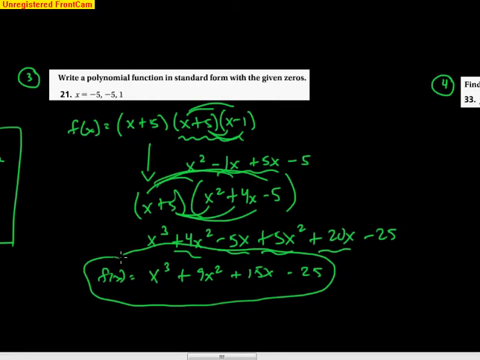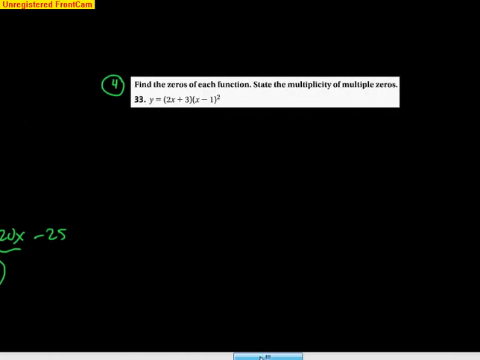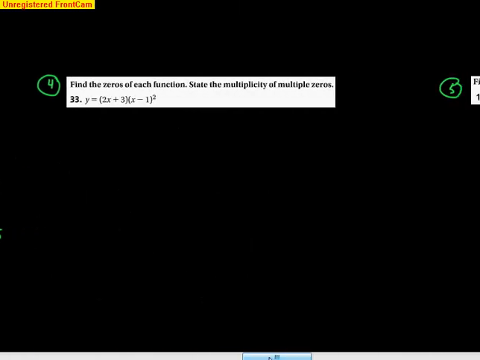So again, in a problem like this, remember that the factors have the opposite signs of the zeros, and when you multiply, 2 at a time, 2 at a time. 4. Find the zeros, state the multiplicity, and remember, we're going to graph this. It's going to say graph.